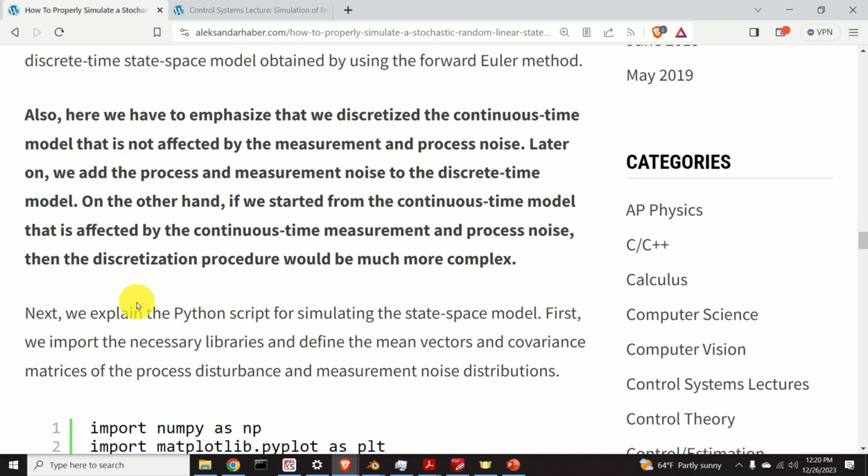Also here we have to emphasize that we discretize the continuous time model that is not affected by the measurement and the process noise. Later on, we will add the process and measurement noise to the discretized state space model. On the other hand, if we would start from the continuous time model that is affected by the continuous time measurement and process noise, the discretization procedure would be much more complex. More about this in our next video tutorials.